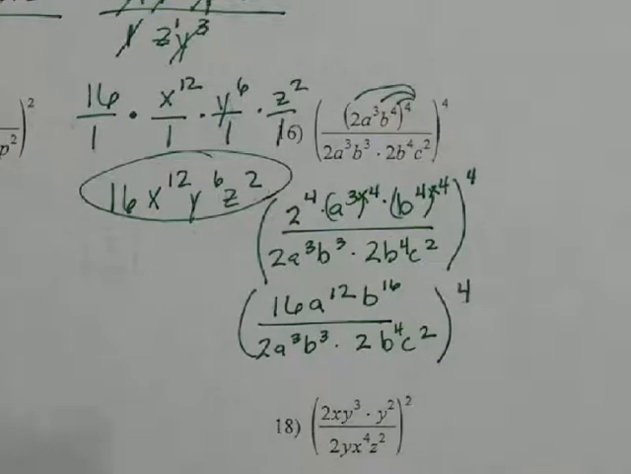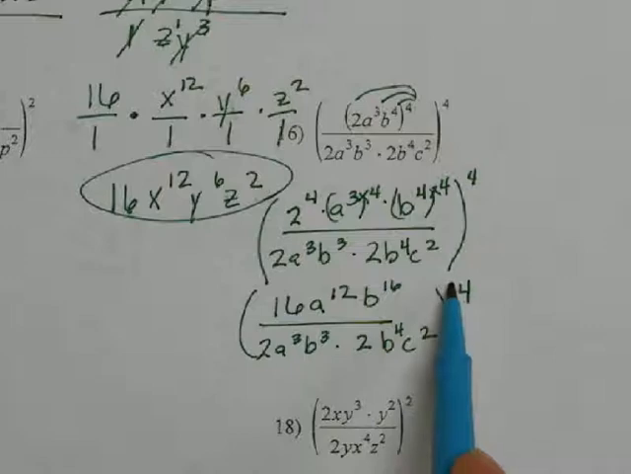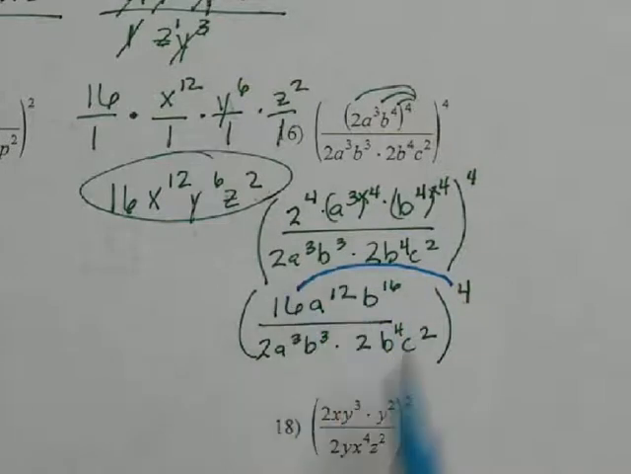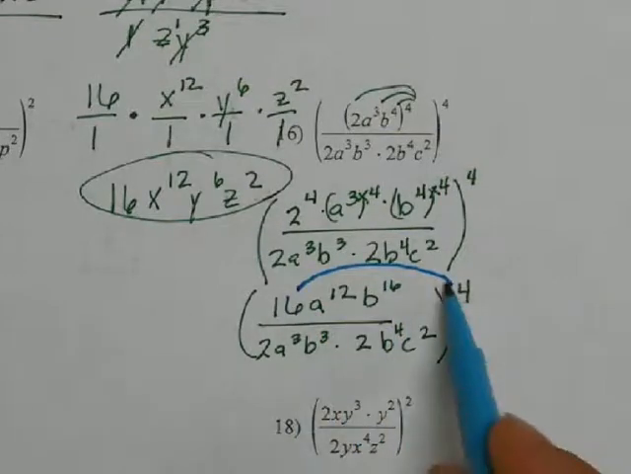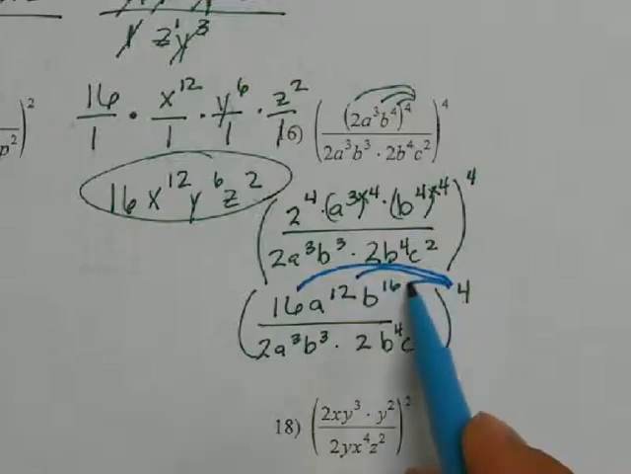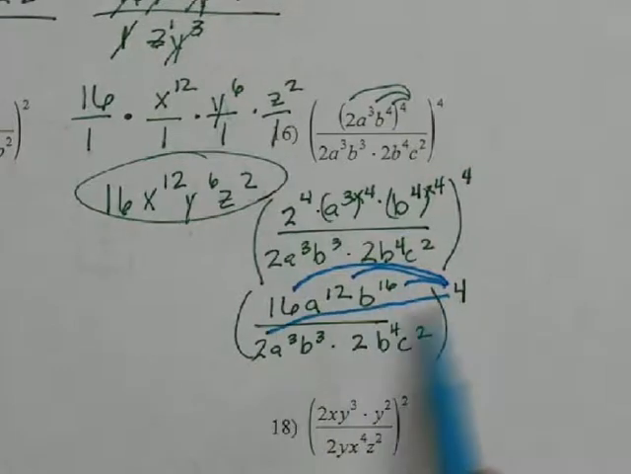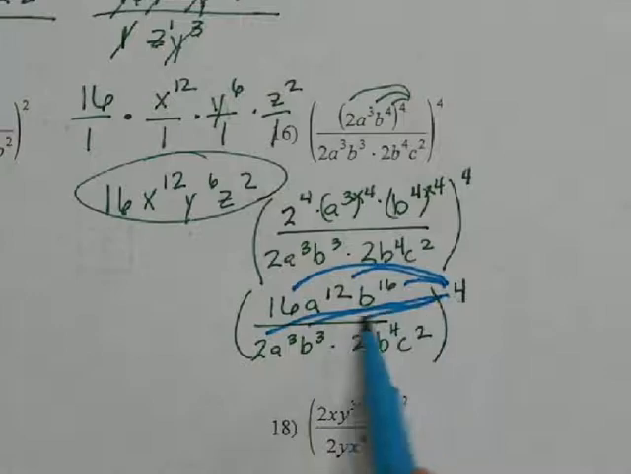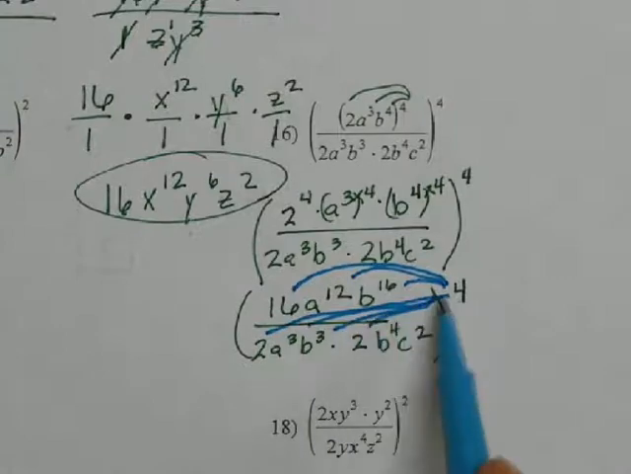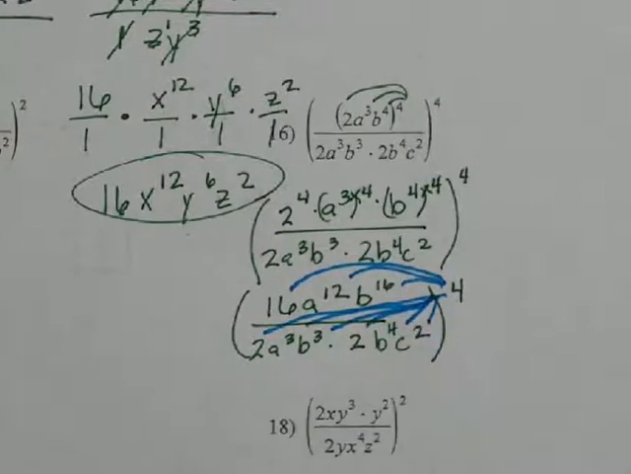Now, this is where it gets really nasty. Now you have to raise every single factor that you have to the 4th power. So this could get pretty nasty real quick. So we're going to raise the 16 to the 4th, which is going to be a very massive number. Then a to the 12th to the 4th, b to the 16th to the 4th, 2 to the 4th, a cubed to the 4th, b cubed to the 4th, 2 to the 4th, b to the 4th to the 4th, c squared to the 4th.